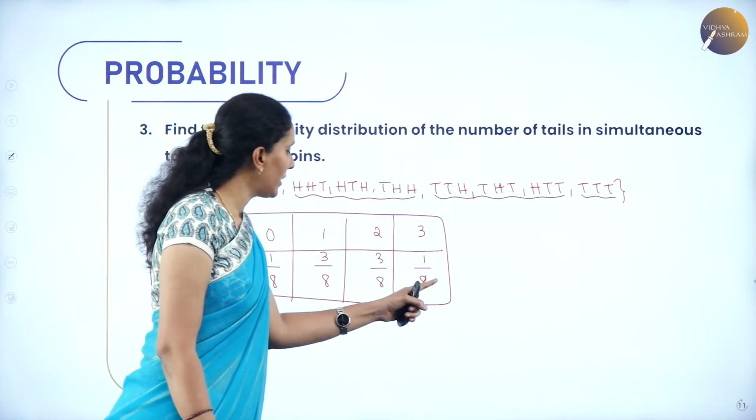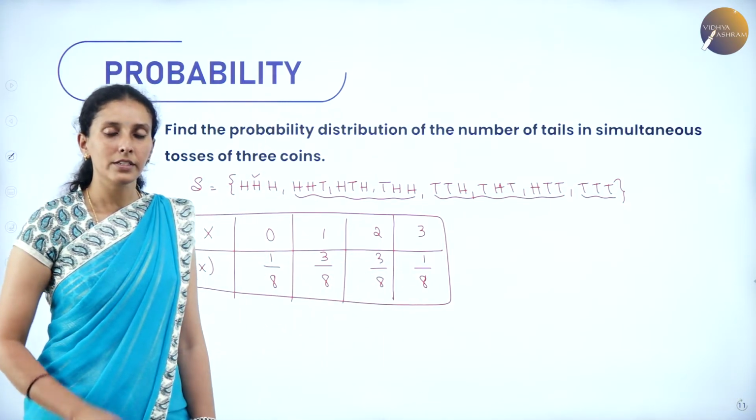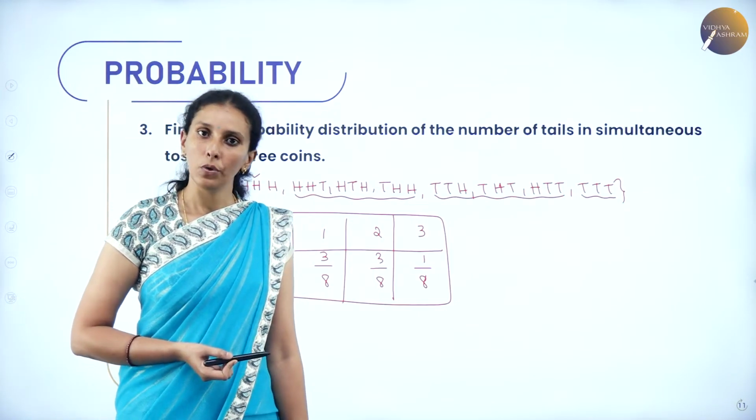Now add the probabilities: 1/8 plus 3/8 plus 3/8 plus 1/8. The value is 8/8, which is equal to 1.